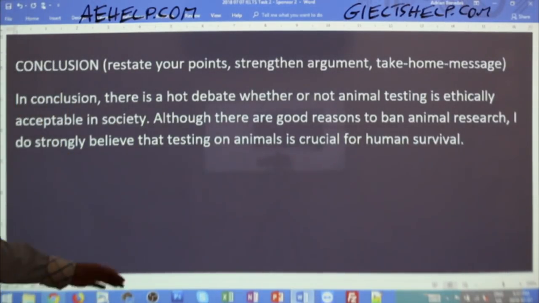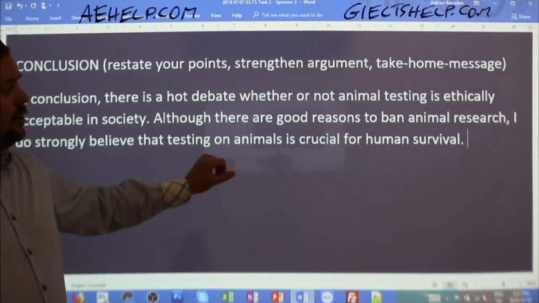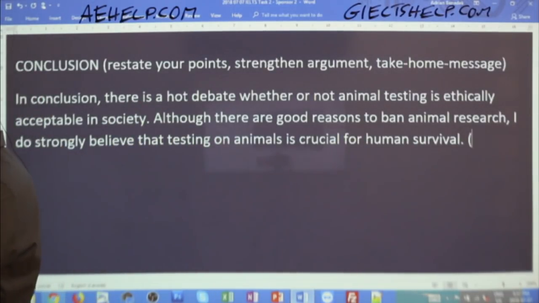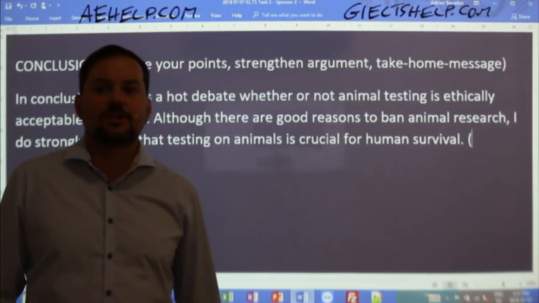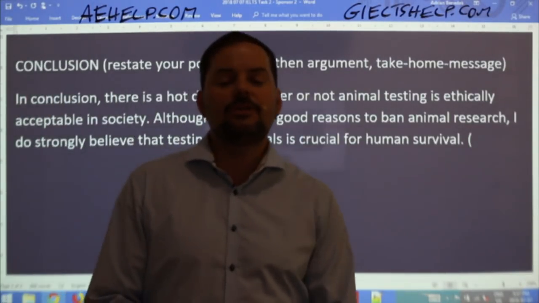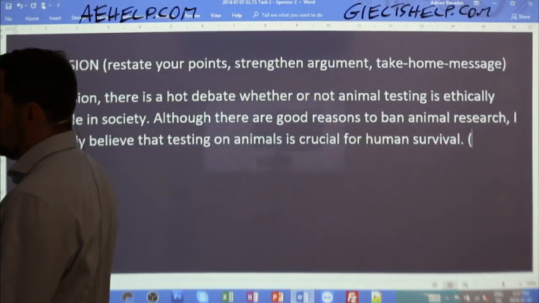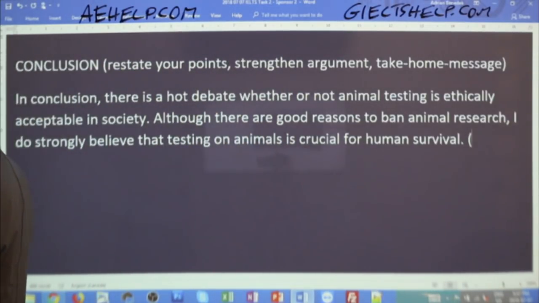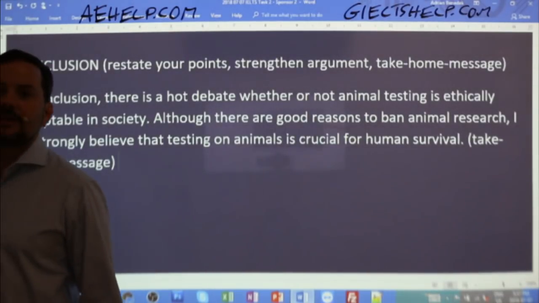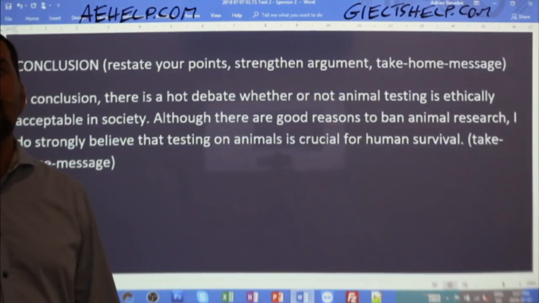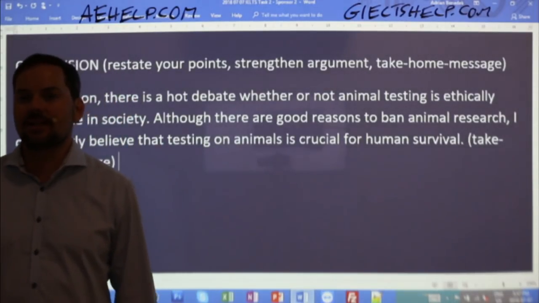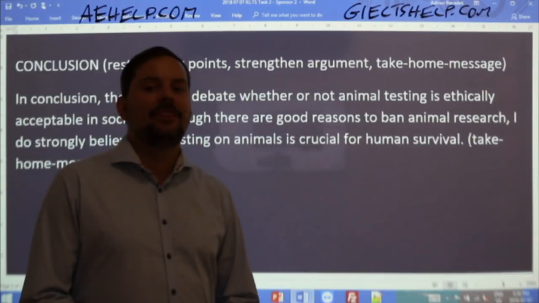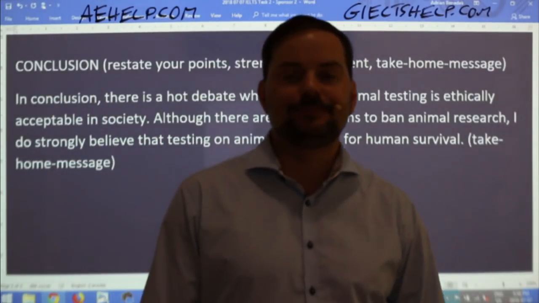And then your take-home message. I'll leave that one to our sponsors here. So Amanjat, Manisha, Baljit, what do you think would be a good take-home message to finish off this conclusion? So I definitely can think of a couple right away based on what we wrote. Let's see if you can come up with it as well. So what do you think would be a great take-home message for this task 2 essay?